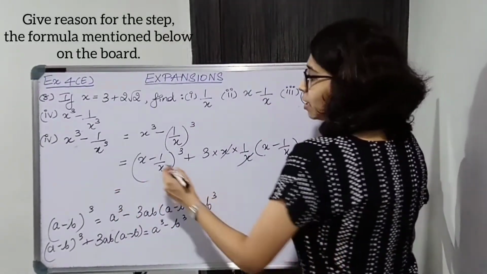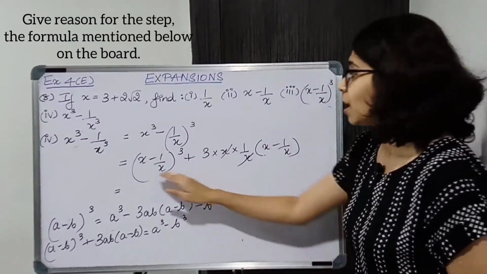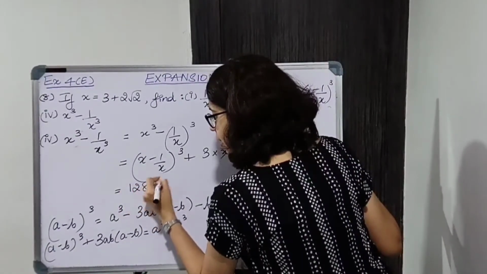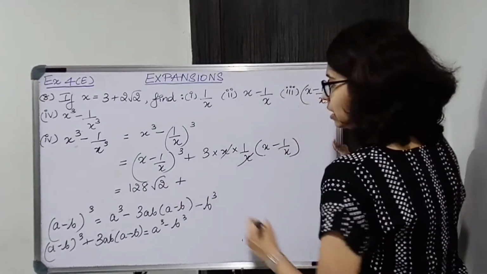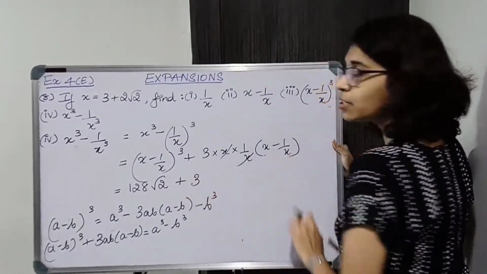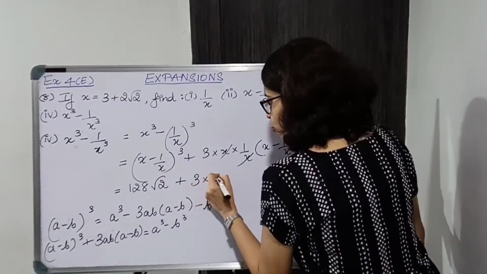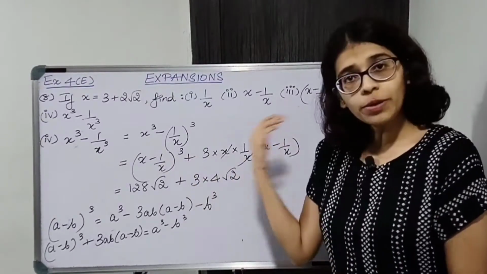Now x minus 1 upon x the whole cube, I know the value of this: 128 root 2, plus 3 into x minus 1 upon x, which we found in the second part: 4 root 2. So students, you can see it is so easy.